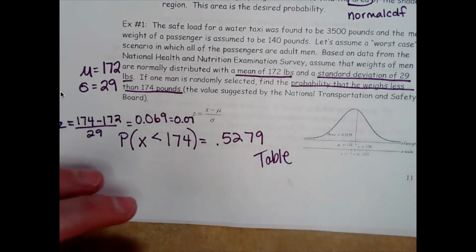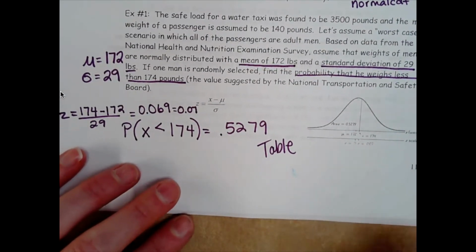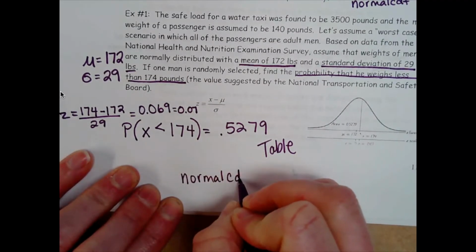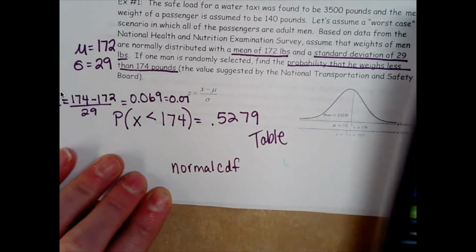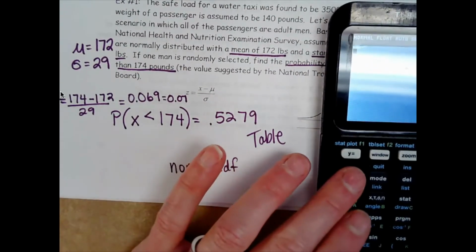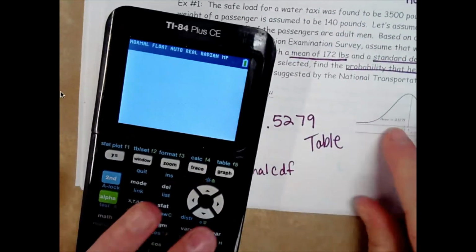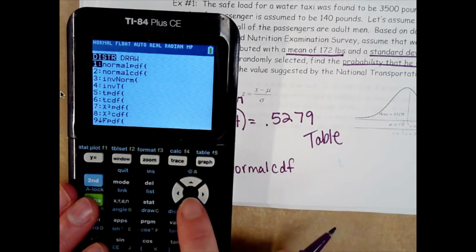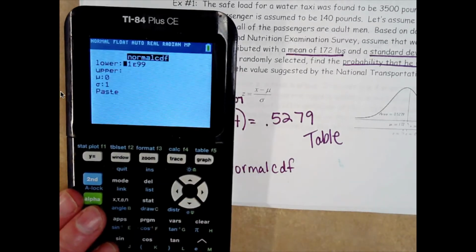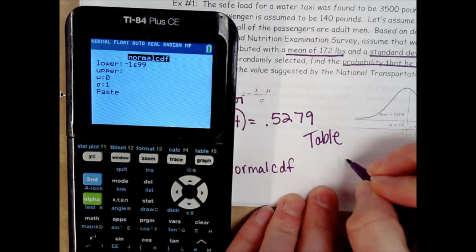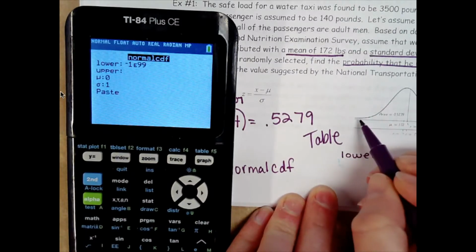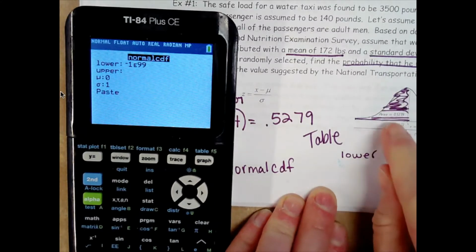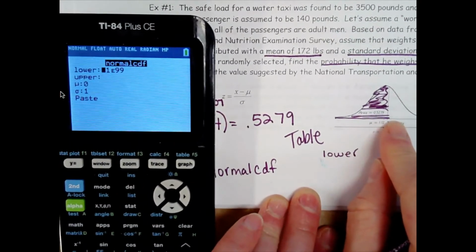We also know how to do this in the calculator, right? If we're finding area, we're using that normal CDF. So whenever we do the normal CDF, let me show you my calculator. You do second vars, which is the distribution, normal CDF. The lower is going to be, because we're finding this area, right? I didn't shade that just because it has the answer there.